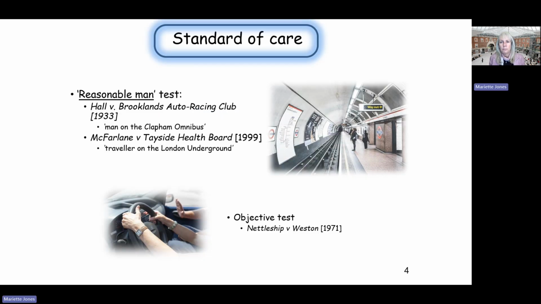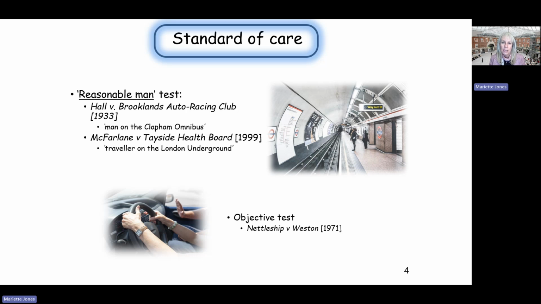So how do the courts decide whether someone has met the required standard? Well, they apply the reasonable person test. In the older cases, they refer to this as the reasonable man test. This is an objective test, meaning it doesn't depend on what the defendant personally thought was reasonable. It depends on what an ordinary reasonable person would have done. In Hall versus Brooklands Auto Racing Club, Greer LJ described the reasonable person as the man on the Clapham omnibus. Later in McFarlane, Lord Steyn modernized the phrase, calling them the traveller on the London Underground. The point is that the law expects everyone to meet an objective common standard of care.